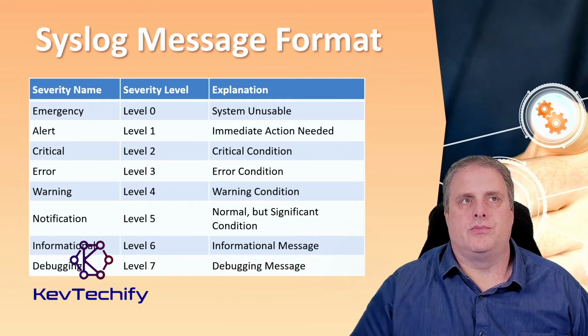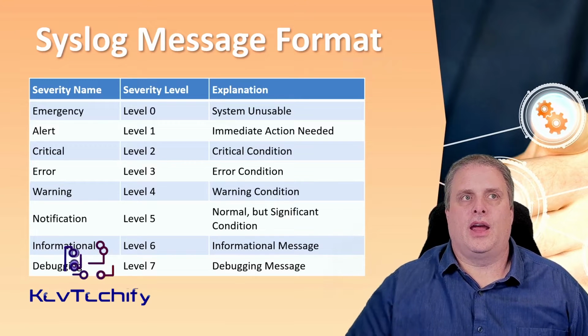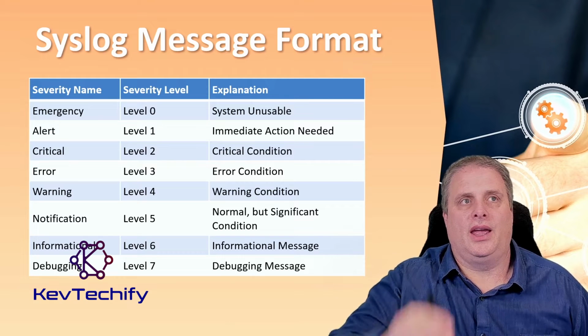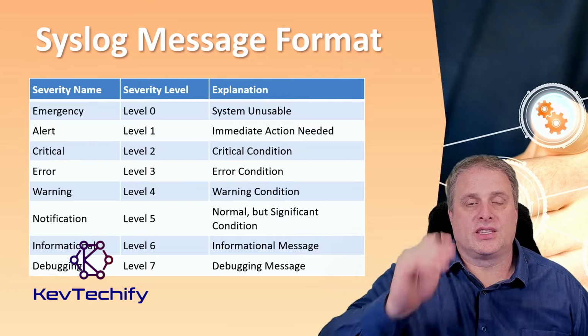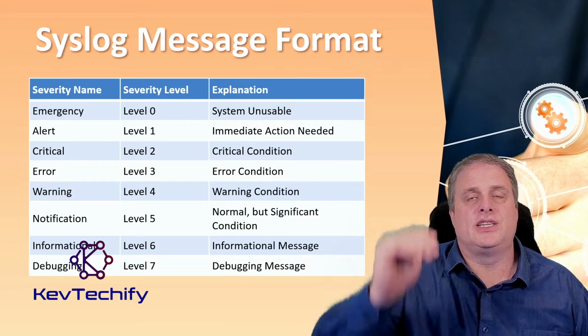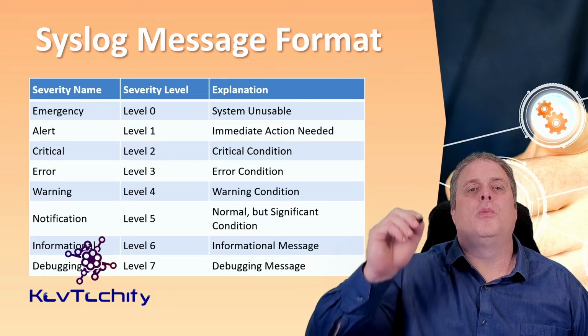Devices produce messages as the result of a network event. Every Syslog message contains the severity level and the facility. The severity level on Cisco devices goes from 7 to 0. The lower the number, the more severe it is.